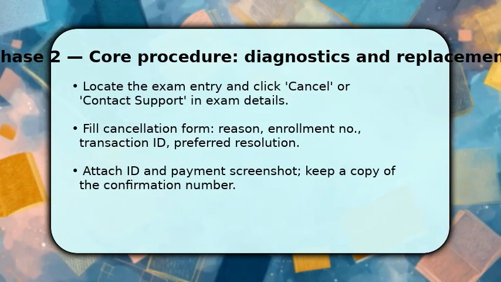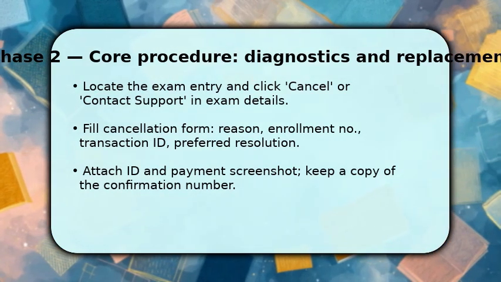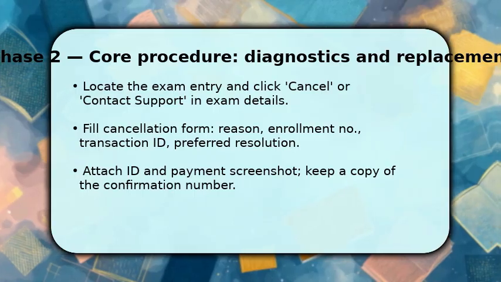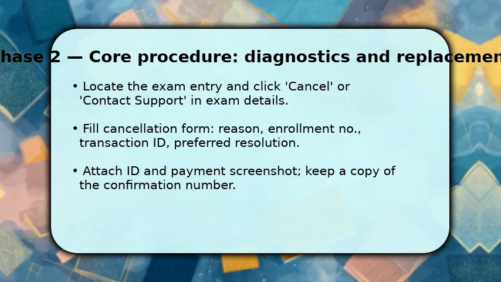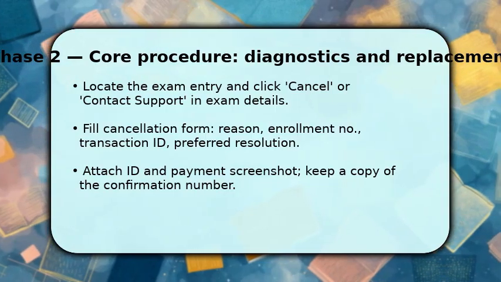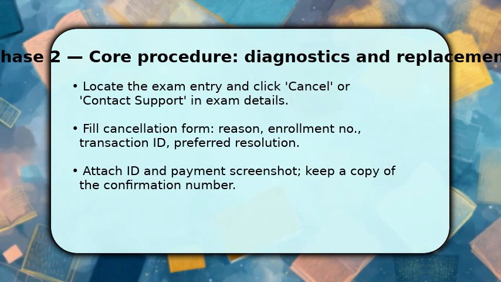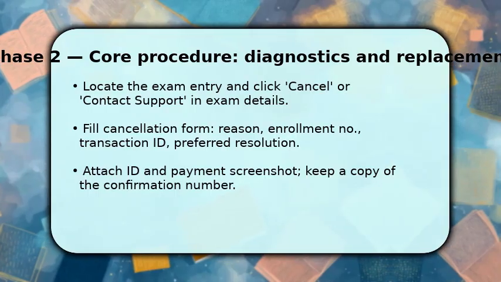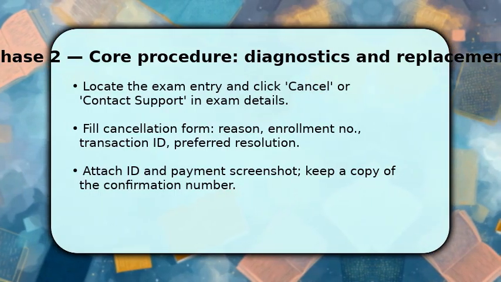Now you initiate the cancellation through the exam detail page. This is usually under the specific exam entry. Click Cancel or use the Contact Support option. When filling the cancellation form, explain why you are canceling and include enrollment number plus transaction ID so the team can match records quickly. Attach a clear photo of your ID and the payment screenshot.